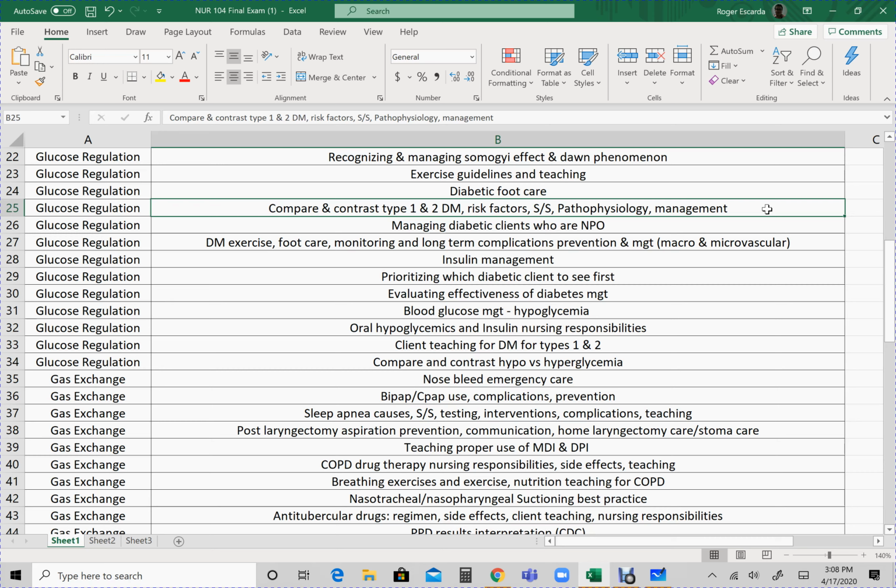Managing diabetic clients who are NPO. Please read that section on how to manage a diabetic patient while they are NPO in the hospital.